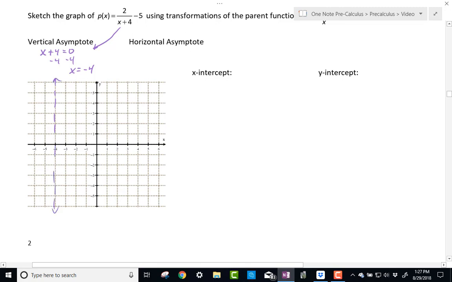Horizontal asymptote. Look at this. I've got a negative 5 right here. So I know that my horizontal asymptote is going to go down to y equals negative 5. It's way down there this time. Wow. All right, here we go.